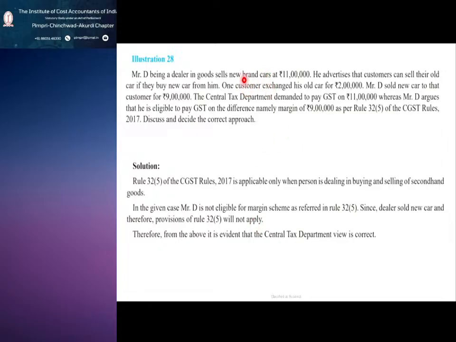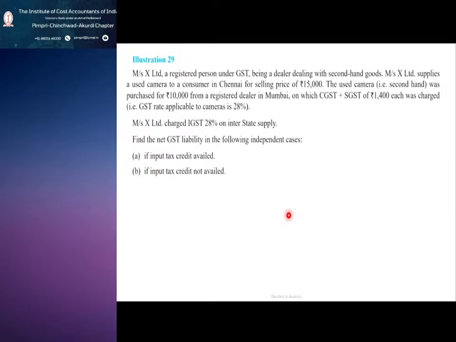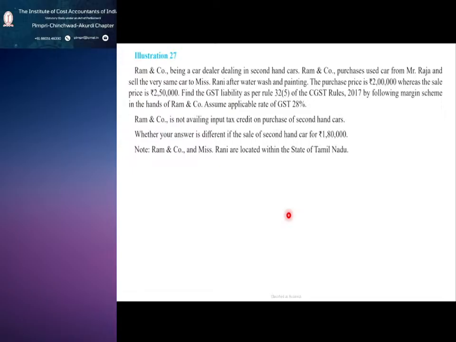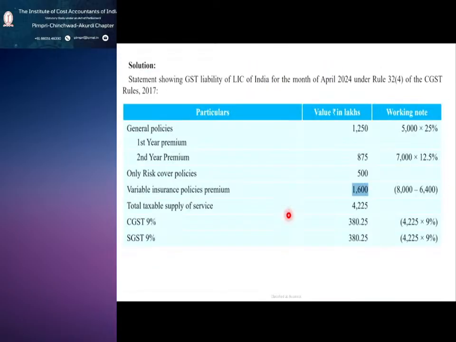See, he is selling which car? He is buying the old car and he is selling the new car, not the same old car. So he is not applicable in that case. So it is also the same. I think second hand goods, you will be okay.